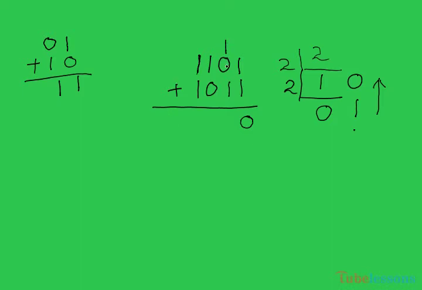So again 1 plus 1 is equal to 2. So 2 means binary 10. So put 0 in this column and 1 will be carried forward to the next column. Again 0 plus 1 plus 1 equals 2. So decimal 2 is equivalent to binary 10. So put 0 in this column and 1 will be carried forward. Now 1 plus 1 plus 1 is equal to 3. Now let's find the binary value of decimal 3.